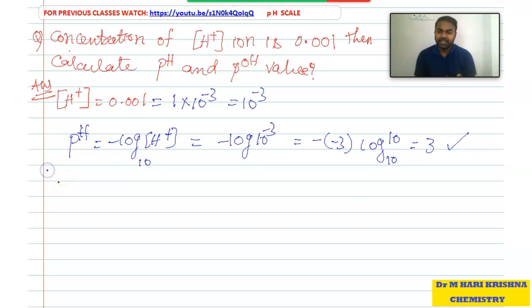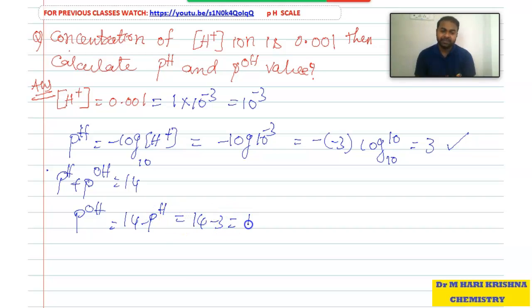If pH is 3, then how to find out the pOH? pH plus pOH equal to 14. Then pOH equal to 14 minus pH. 14 minus 3, 11. So pOH is 11, students.